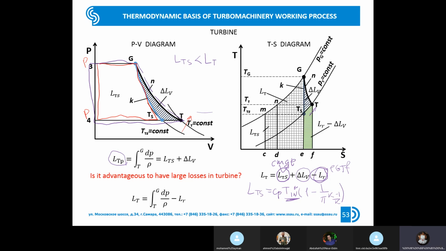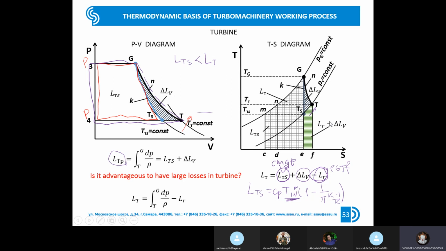Okay, let's complete it. So, okay, let's try to find all elements here. So there's CMGE, it's the ideal work. The area EFTF is the energy which we spent to overcome losses. GTTS is the additional work of expansion of more heated gas.